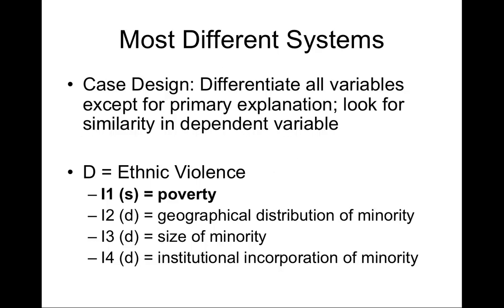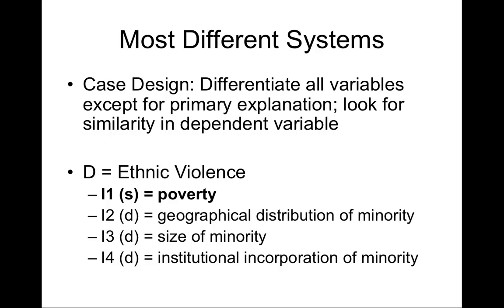Now, if I1 is really what's driving this, what we should expect to find are similar levels of ethnic violence in both. If we're saying that there's high poverty among the minorities in both cases, we should expect to find ethnic violence in both cases. If at the end of the day we do find ethnic violence in both cases, we can say, great, it's not about geographical distribution, not about the size of the minority, not about institutional incorporation. It seems to be this poverty thing that is explaining it.